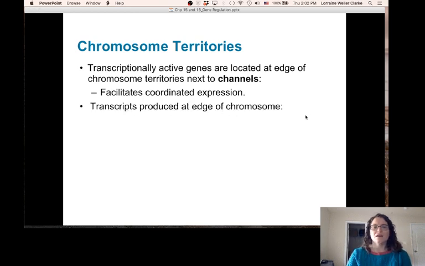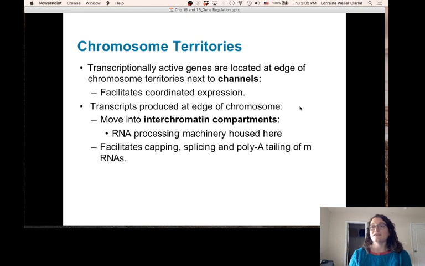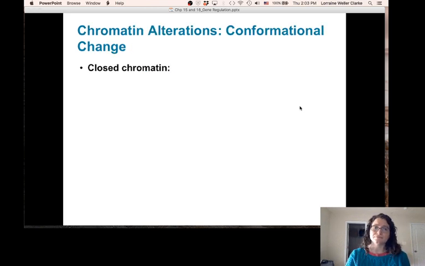All right. So transcripts produced at the edge of the chromosome then move into the interchromatin compartments. And the interchromatin compartments process everything right away. And so that does the capping and splicing and poly-A tailing of multiple RNAs. And then that is shipped off to be read by the ribosomes. Okay, so this is sort of a coordinated way of doing things, a bit more organization than a bacteria would have. All right.